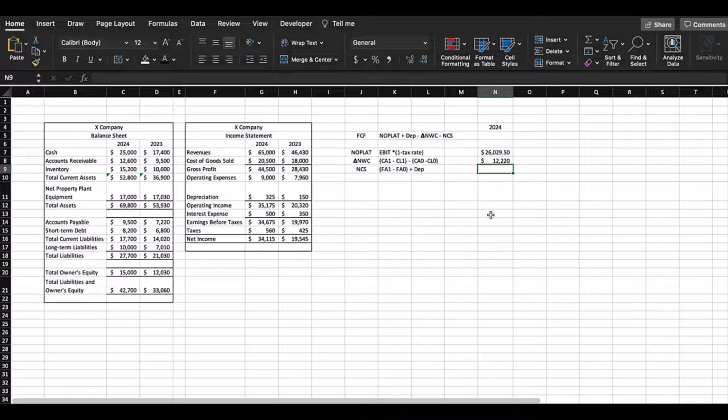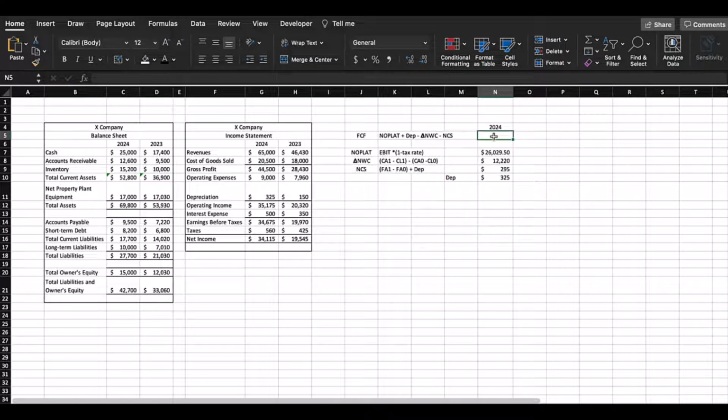And then we can move on to our net capital spending, which is our fixed assets 1, so fixed assets from 2024. And in this case, we don't see any other fixed assets besides their property, plant, and equipment. So we take our fixed assets 1 minus our fixed assets from the year before, and we add back in depreciation. So for 295. And then we know that depreciation from this situation is 325. So we can just put that there. It makes it a little easier to calculate once we've listed everything. And we can label this as depreciation.